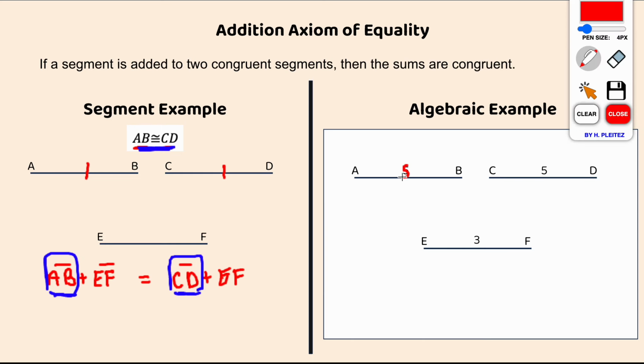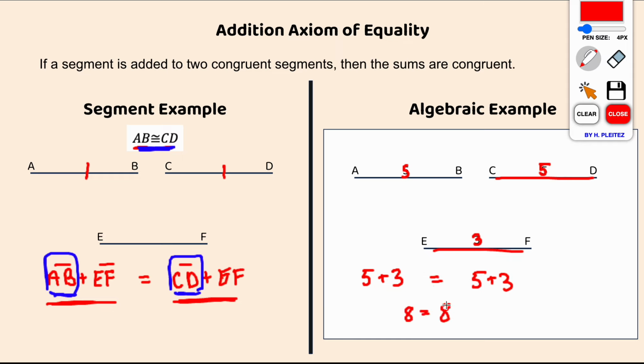Now, algebraically, you might help apply some numbers to it to help you understand. If AB was 5 and CD was 5, let's say EF was 3, again, I said if we did AB plus EF, it's going to be the same thing as CD plus EF. Let's test that out. So if I do AB plus EF, it's going to be 5 plus 3. If I do CD plus EF, it's again going to be 5 plus 3.